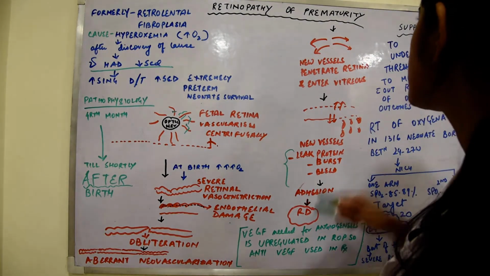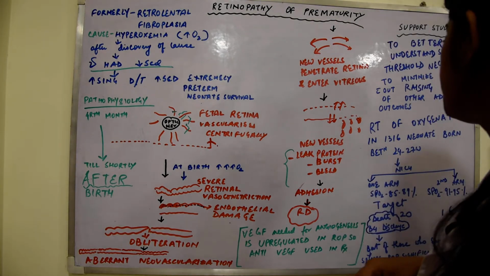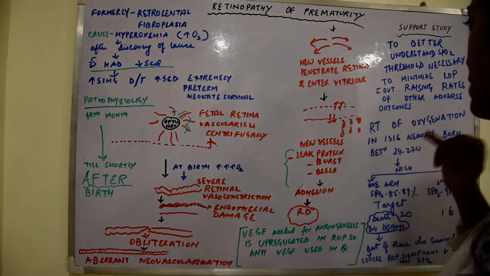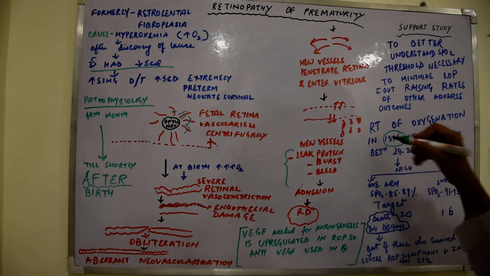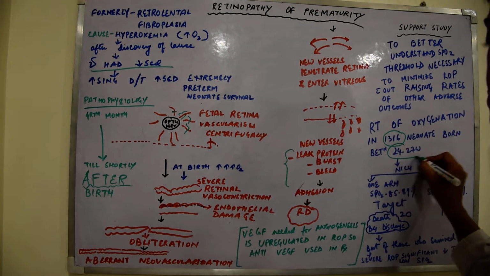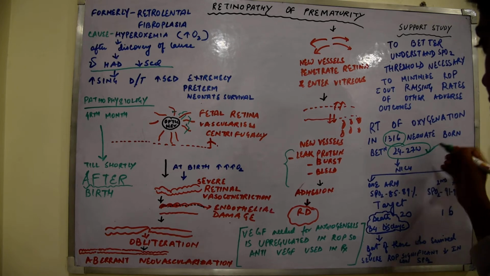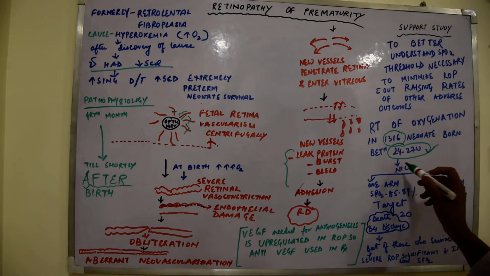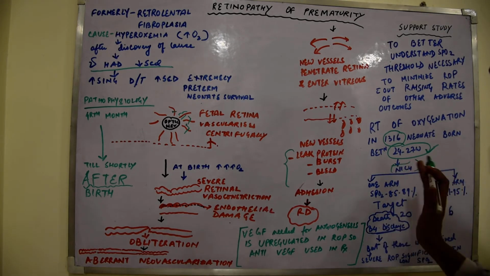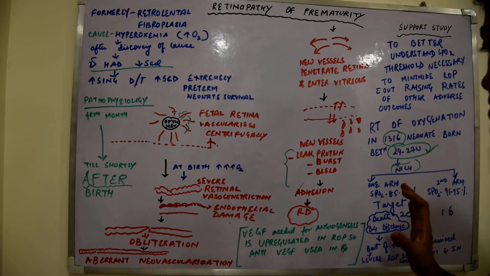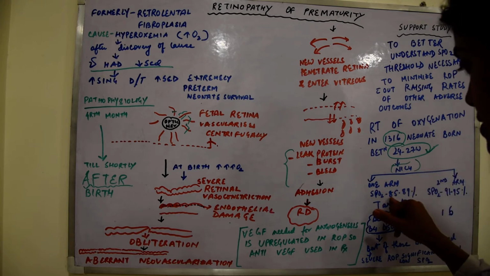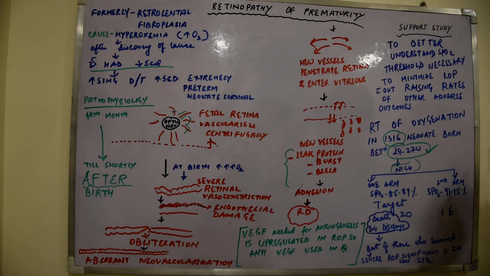So the SUPPORT study was done, where a randomized trial of oxygenation was done in 1316 neonates born between 24 to 27 weeks. So definitely they are preterm. This was done in the NICU. One arm of the neonates was maintained at a target saturation of 85 to 89, and the other arm was maintained at a target saturation of 91 to 95.